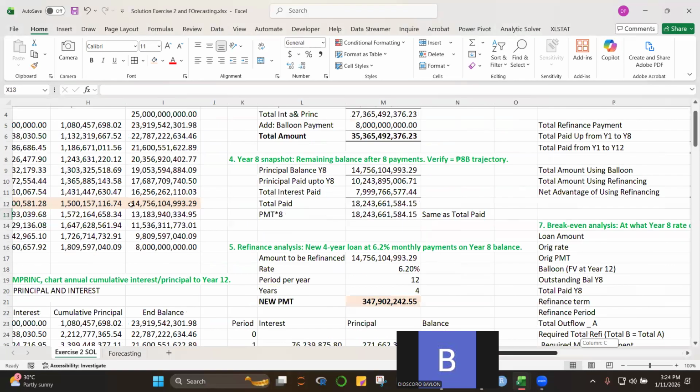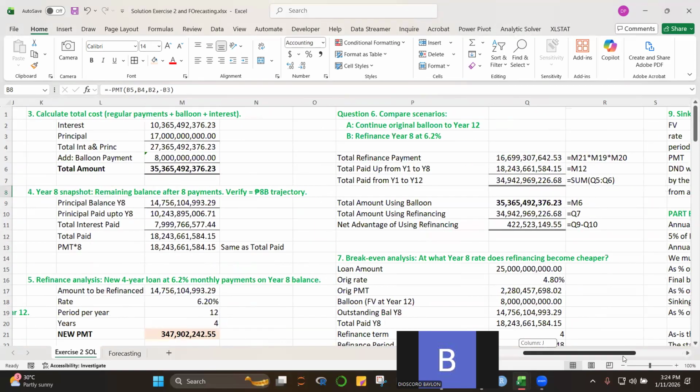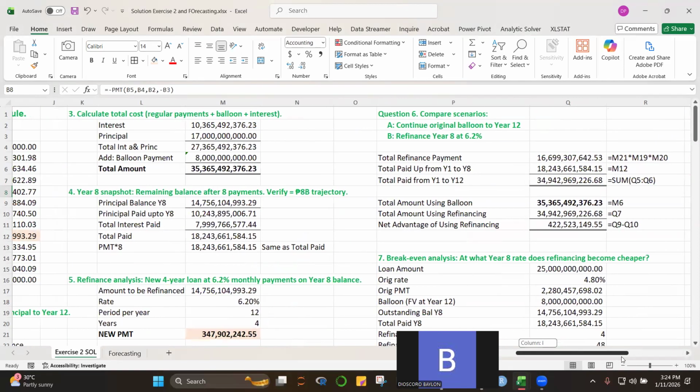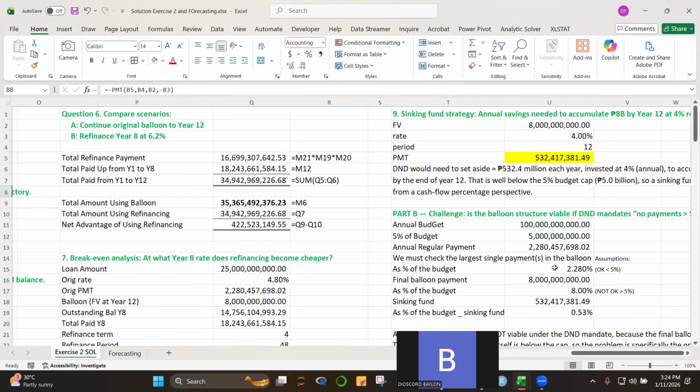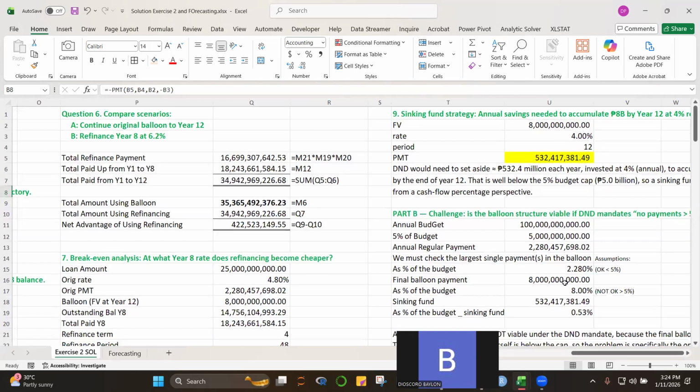So, number one, yung option A natin, 2.28 billion yan, di ba? Per year. So, walang problema, kasi 2.28% lang yan. Even the sinking fund, itong 532, no? Mababa lang siya, 0.53. Okay? Ang problema, yung final balloon payment. So, 8 billion kasi yan. Diba? So, at the end, magbabayad ng 8 billion. So 8 billion of 100 billion is 8%. So that can be a concern there.